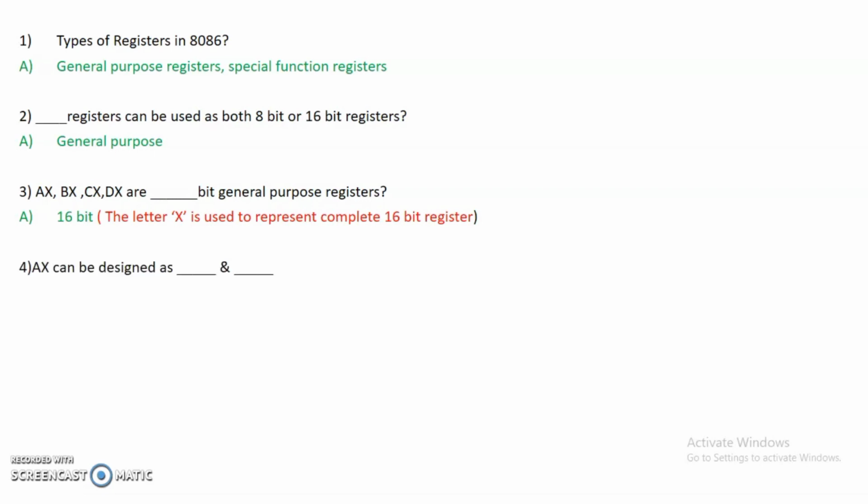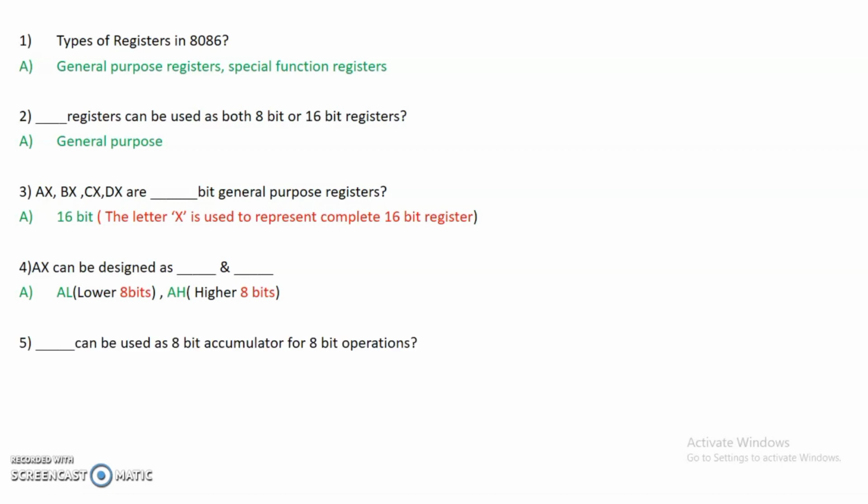Bit number 4. AX register can be designated as dash and dash. As I told you earlier, AX is a 16-bit register. If you want to break the 16-bit register into 8 and 8, you can access them as either AL or AH, where AL denotes the lower 8 bits and AH denotes the higher 8 bits. Bit number 5. Dash can be used as 8-bit accumulator for 8-bit operations. The answer is AL. The lower bits of the accumulator can be used as 8-bit for 8-bit operations.